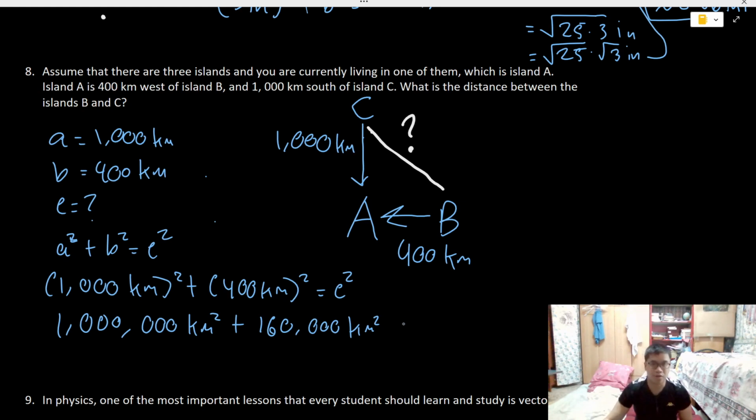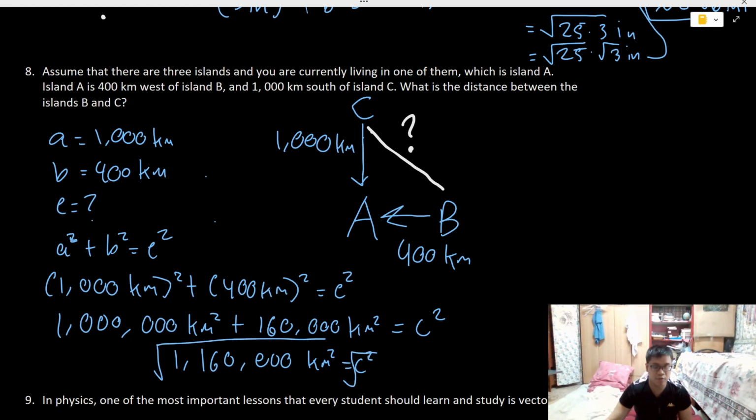Yes, there we go. So now we will find your C. Combine the two and you will have 1,160,000 kilometers squared. Taking the square root of both sides, you will have an exact answer of C as the square root of 1,160,000. So that's the exact answer. But we need to find the approximate value for this one.